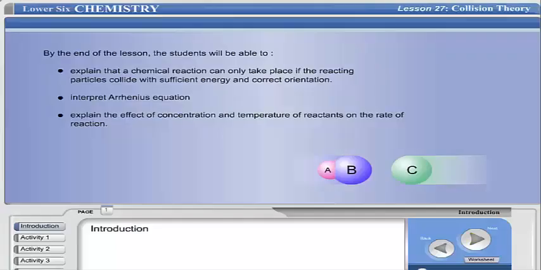By the end of the lesson, the students will be able to explain that a chemical reaction can only take place if the reacting particles collide with sufficient energy and correct orientation. Interpret Arrhenius Equation. Explain the effect of concentration and temperature of reactants on the rate of reaction.